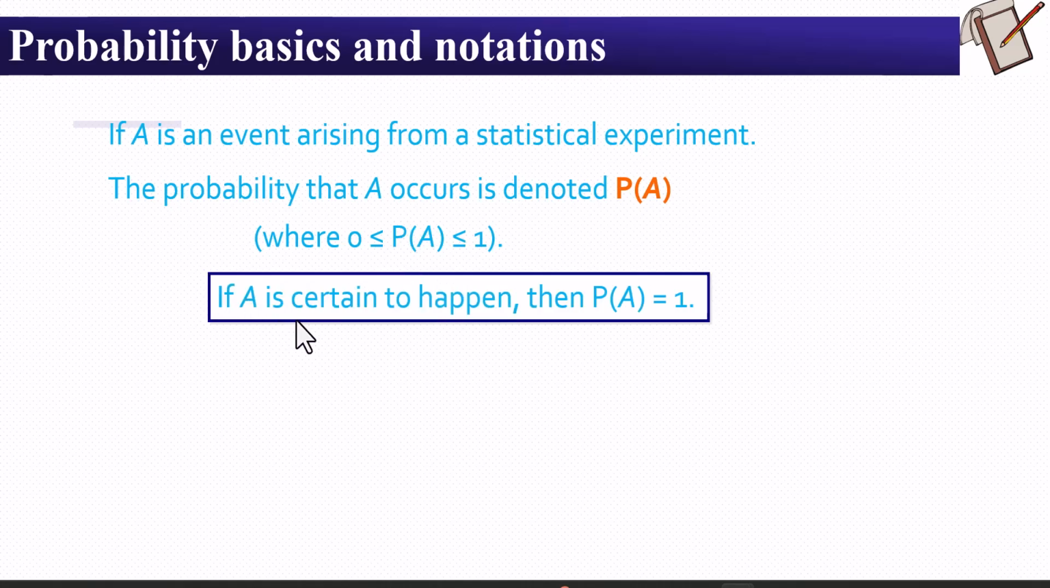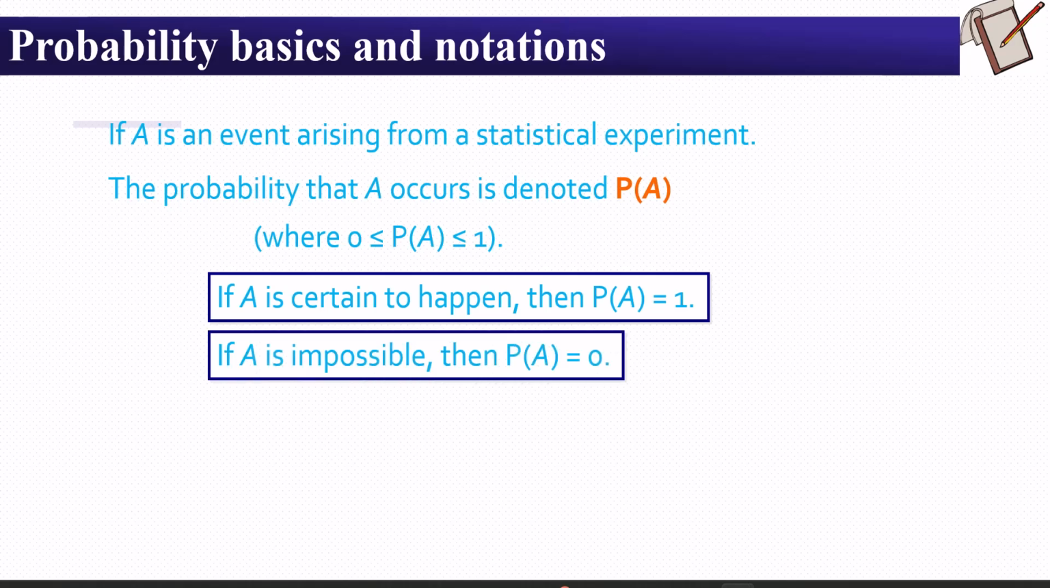If A is certain to happen, then the probability of A will equal 1. For example, the probability of starving if you refuse to eat food for many days. If you refuse to eat food, you will finally starve. So the probability in such a case is 1. If A is impossible, then the probability of A will be 0. For example, the probability of passing without reading will be 0. It's very impossible. You cannot pass without reading.